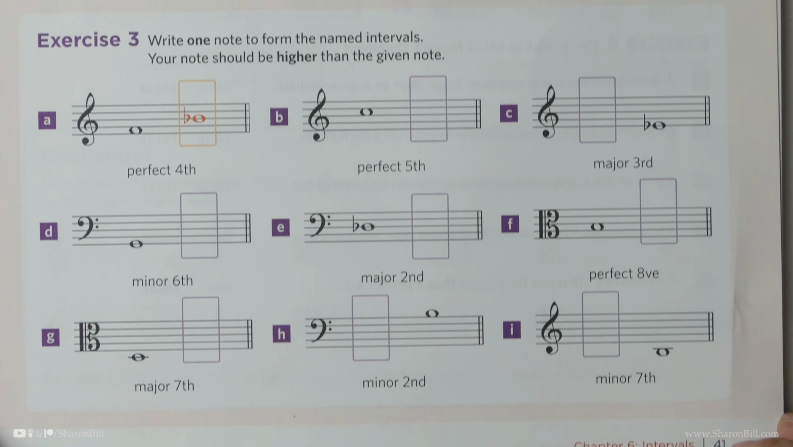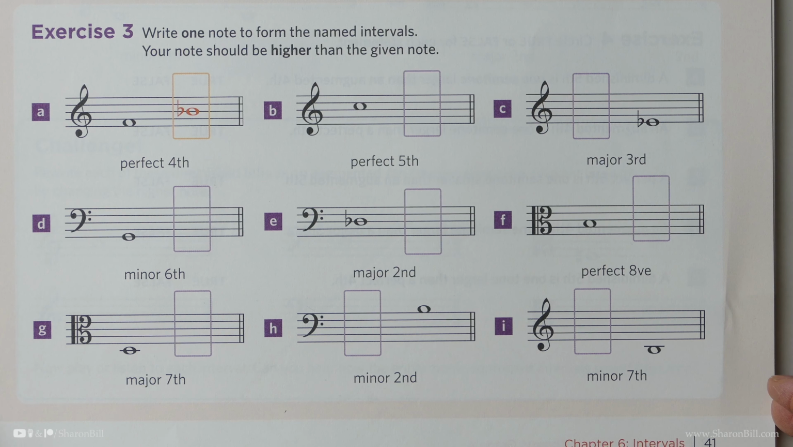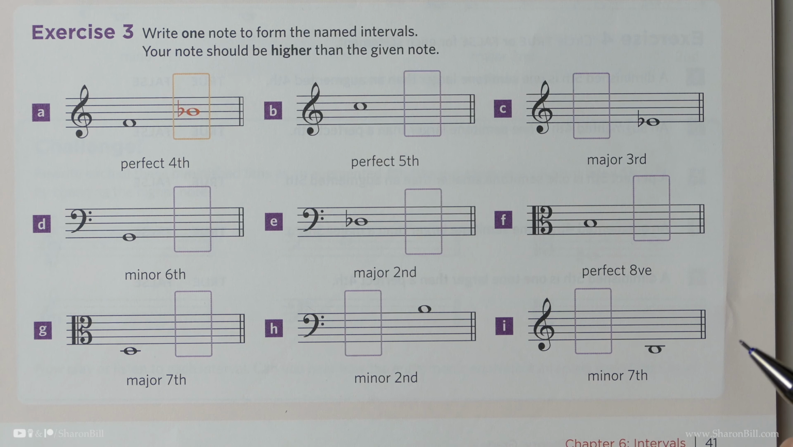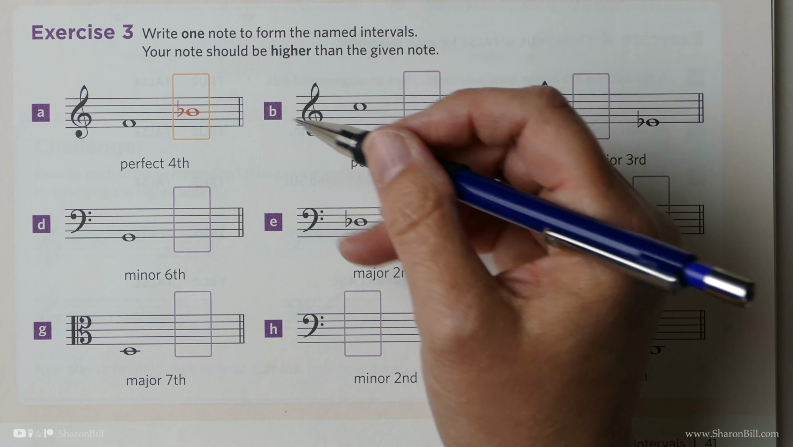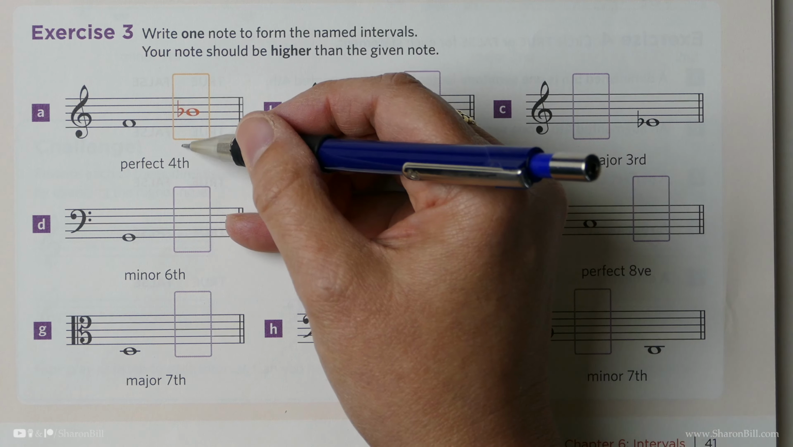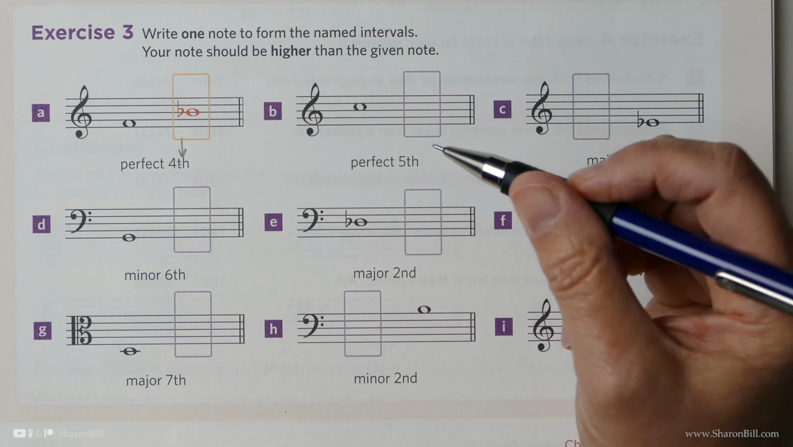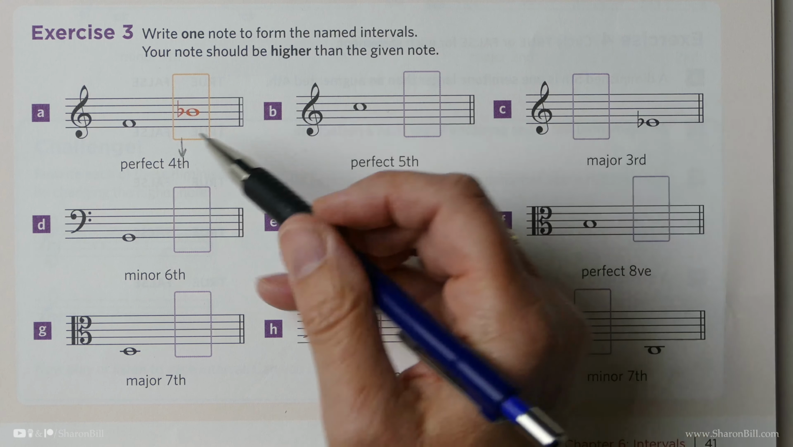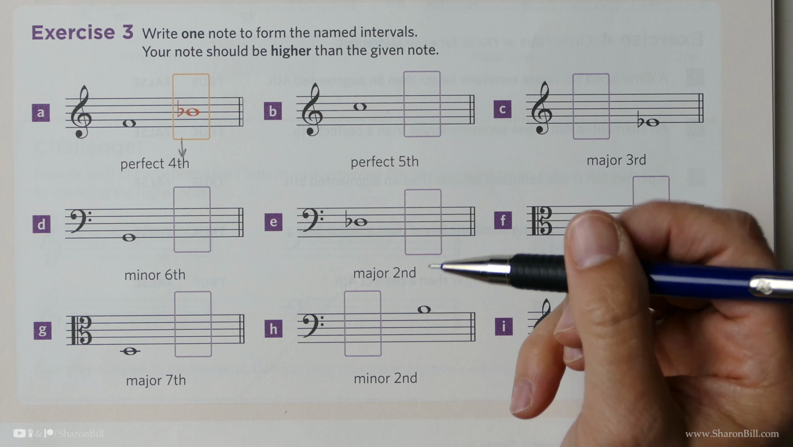Let's move on to exercise 3, where we do get the opportunity to create these intervals now. So we still need to do the same process of thinking, but now we need to give the note. And so again, the first job is always to create the correct number of steps apart, and then we can create the correct major, minor, and so on.